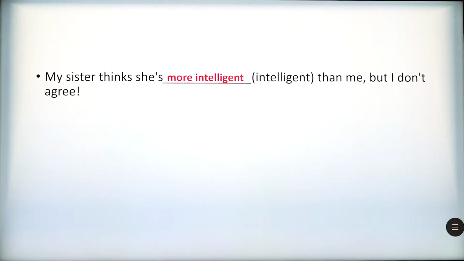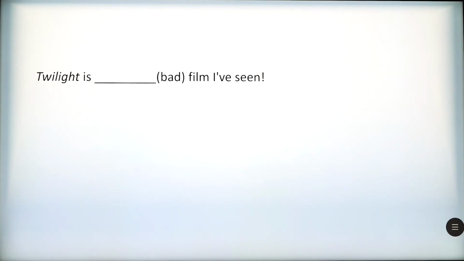My sister thinks she's more intelligent than me, but I don't agree. We have another sentence which you need to complete. Think about it. So the correct sentence would be like, Twilight is the worst film I've seen.